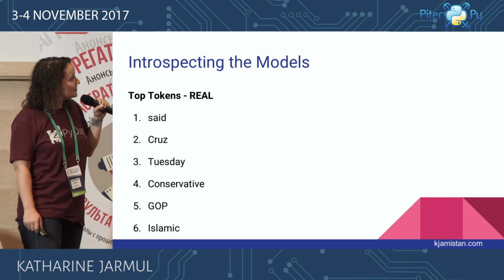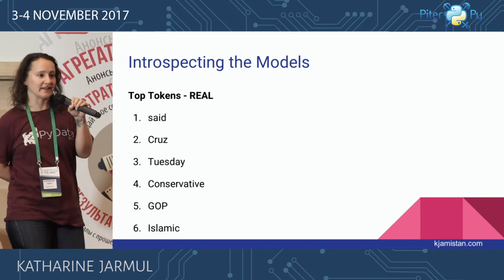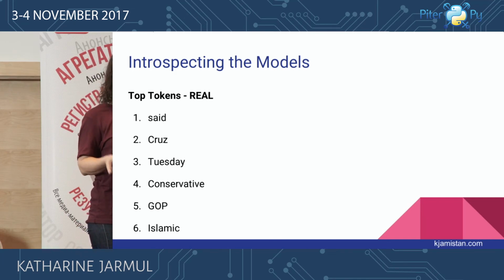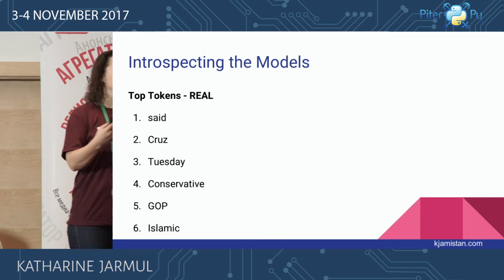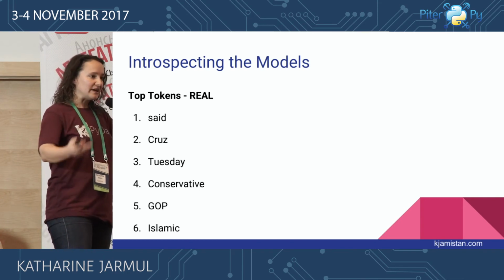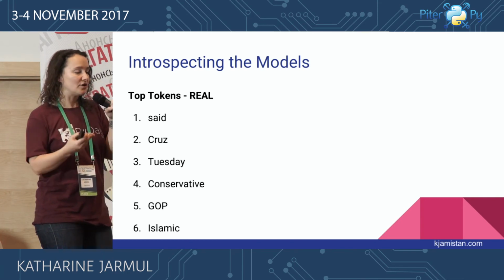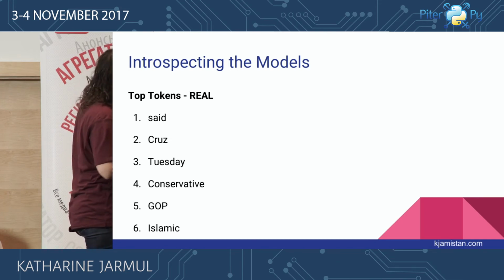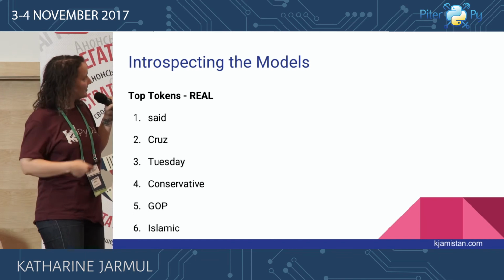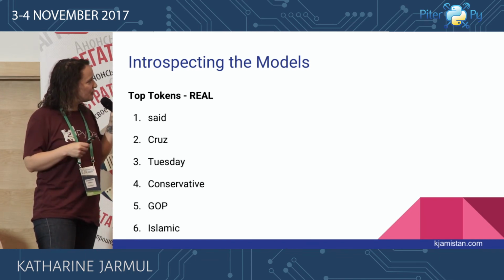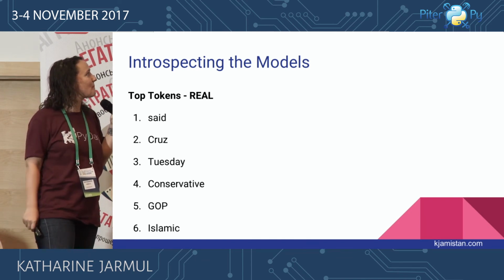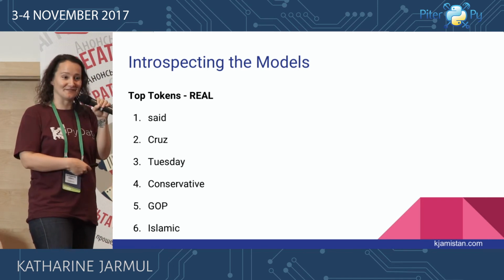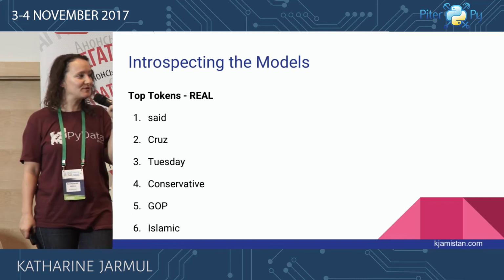So I decided to take a look at what's going on in the models. And this is fairly easy to do, especially when you have a two-class or even a multi-class problem, and you have these linear equations. What you can do is you can take the weights. I took the weights of the top real and the top fake tokens, and then I was able to average them across all of the performant models. And here are the top real tokens: said, Cruz, Tuesday, Conservative, GOP, and Islamic. Yeah. So, not very impressive, right? Not really telling us much about real news.